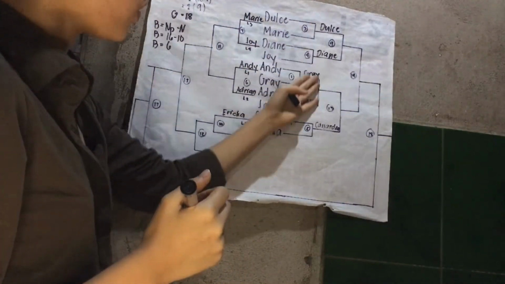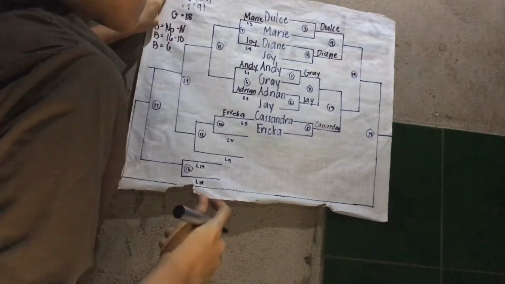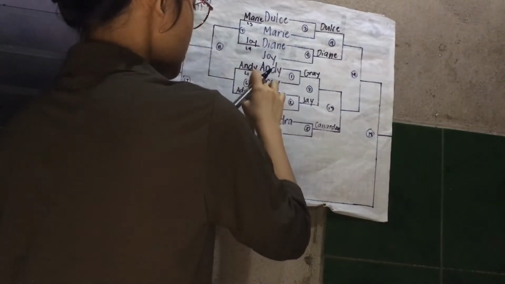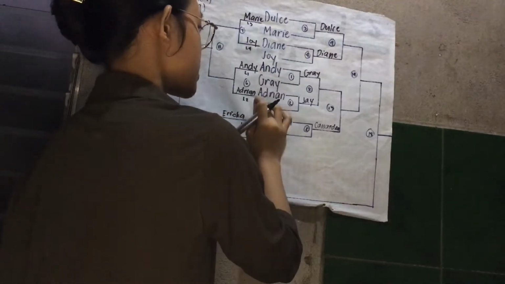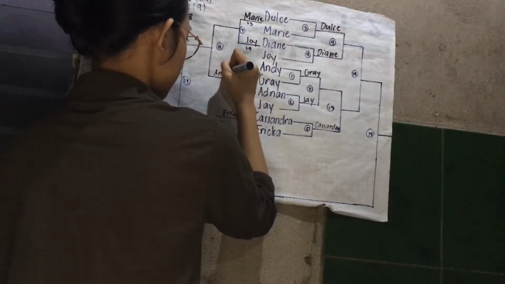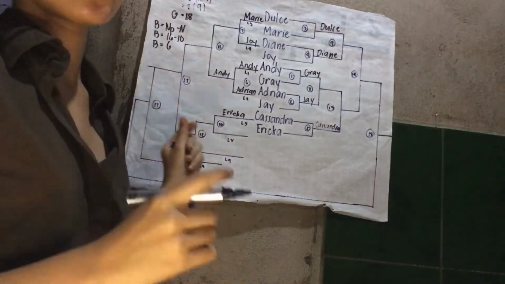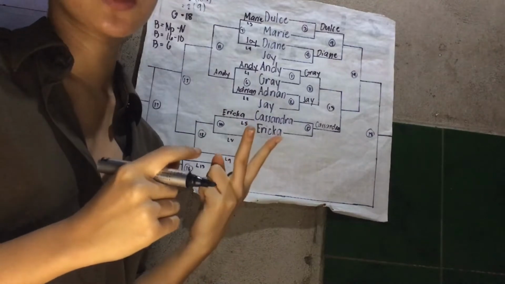Now we have here all the winners, and here are the losers. Now let us move to game 6, where we have loser 1 versus loser 2, Andy versus Adrian. Let's say that Andy wins this game. So now Adrian is already eliminated since he already lost 2 matches.